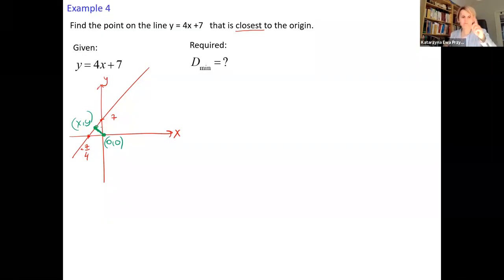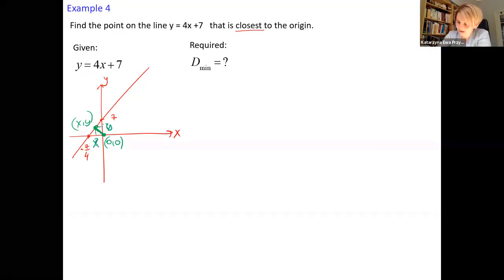Okay, that green, because I'm guessing that's the shortest distance. And we don't know, it's probably going to be some fraction. Of course, we can see right away that the y value will be not greater than 7, and the x value will be not smaller than negative 7 over 4. That means this is that y value and this is that x value. We have to find out this point.